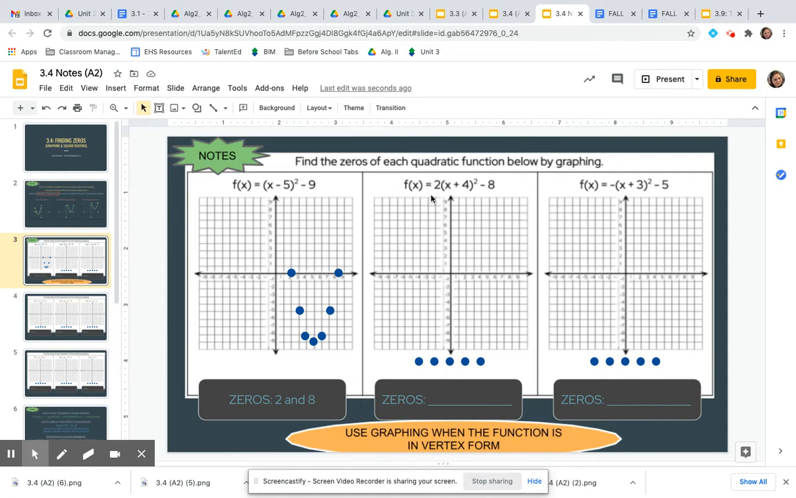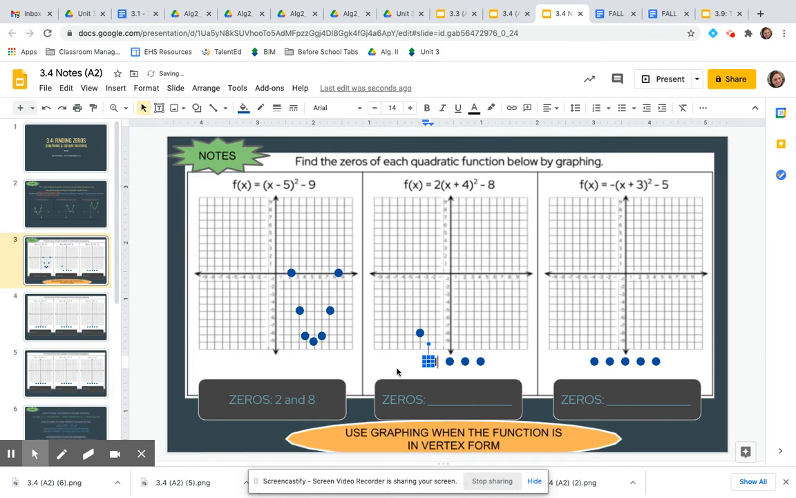except this time there is a 2 in front, and there's a plus 4 on the inside. That means I'm going to go to the left 4, and the minus 8 means I'm going down 8. Okay? And normally my pattern would go like this one, up 1, over 1. Since there's a 2, that means I'm doubling the up part, so I'm going to go up 2 over 1, like that.